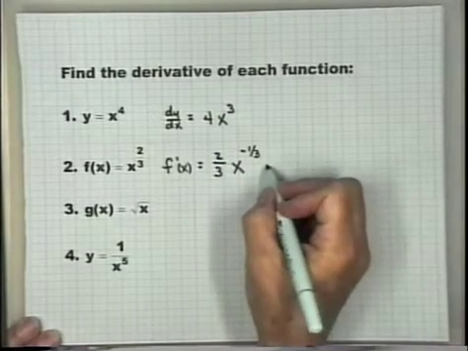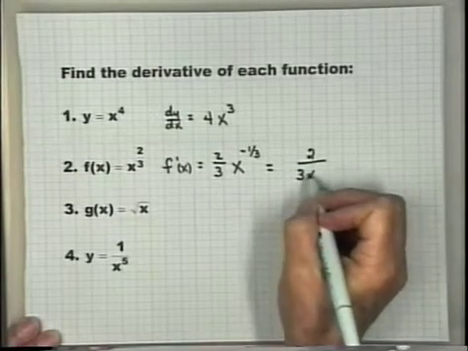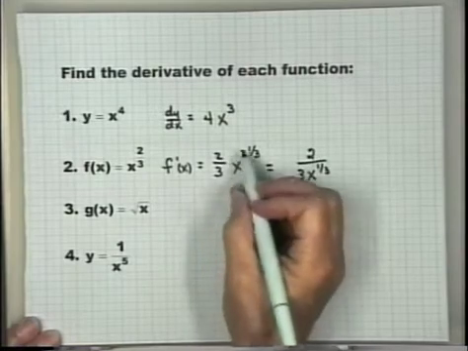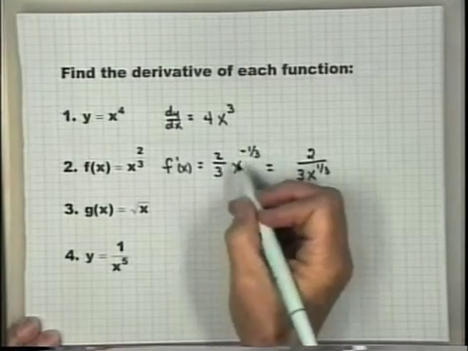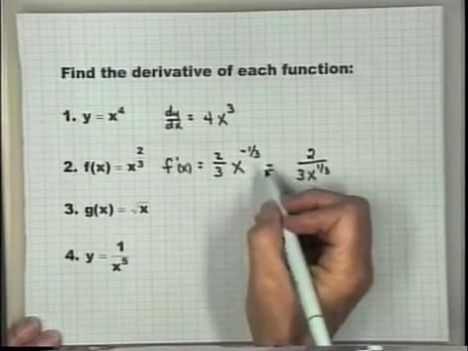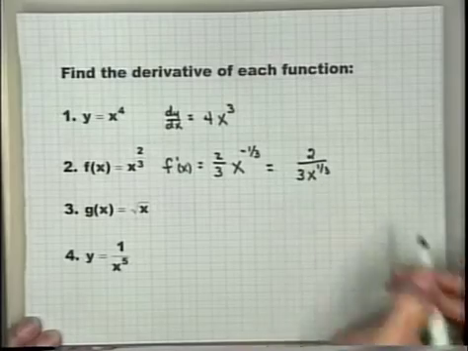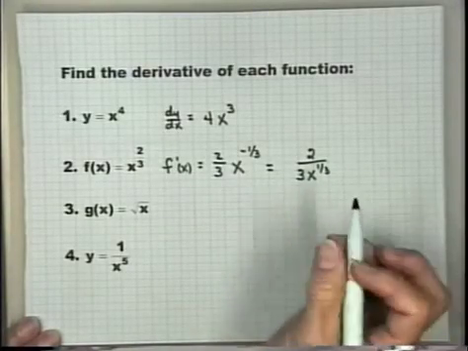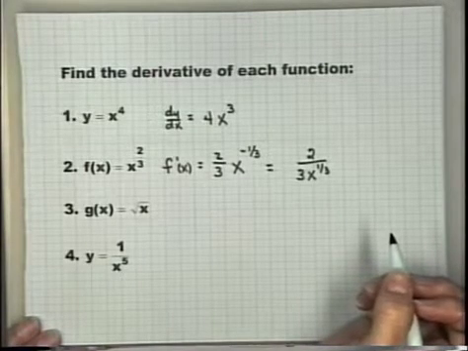Now, I usually have my students rewrite this answer using positive exponents, so I would suggest that they drop this down to the denominator. Remember, if you invert a negative power, then it becomes a positive power. So x to the negative 1/3 is like 1 over x to the positive 1/3. And so I would prefer this form. Your instructor may not care if you leave negative exponents. That's up to them.